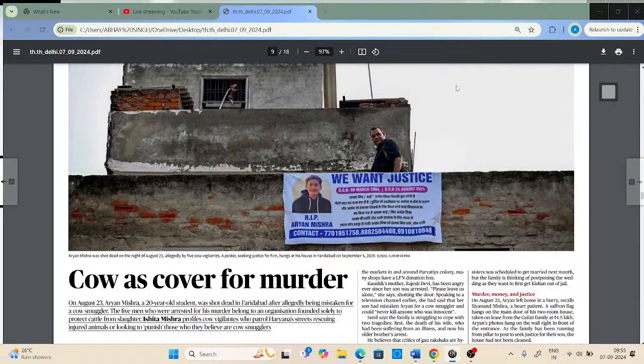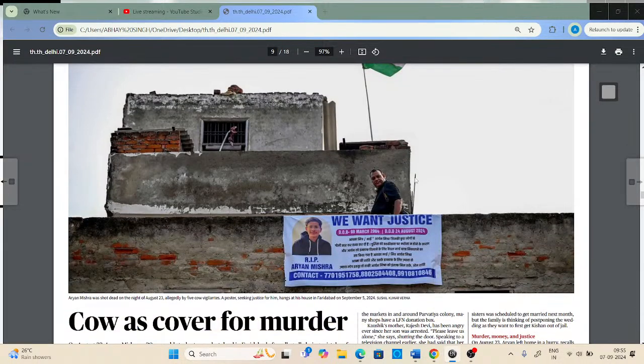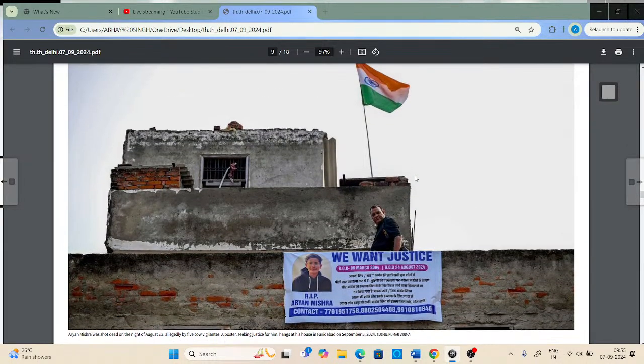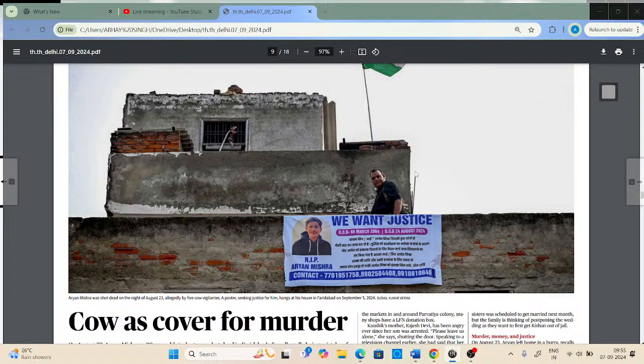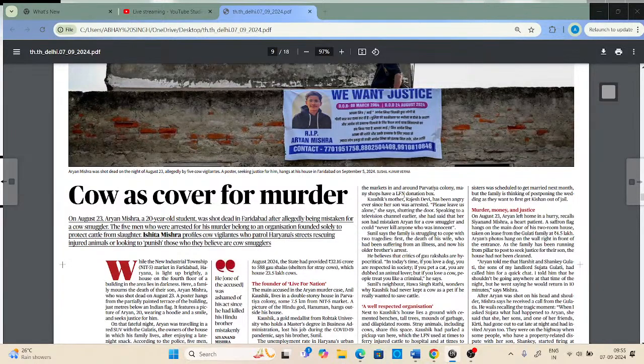Now today is Saturday, so we're moving into the Ground Zero section. Recently, on 24th of August 2024, a boy named Aryan Mishra was shot dead by some cow vigilante workers. The people of the Gau Raksha Dal killed Aryan Mishra, a 20-year-old student.